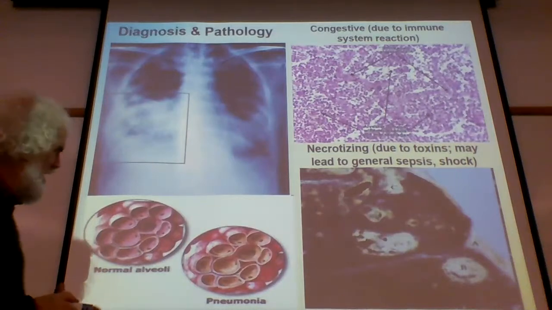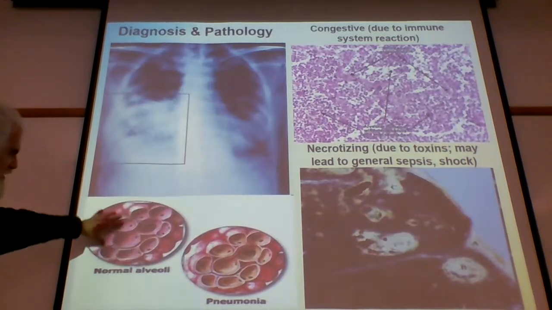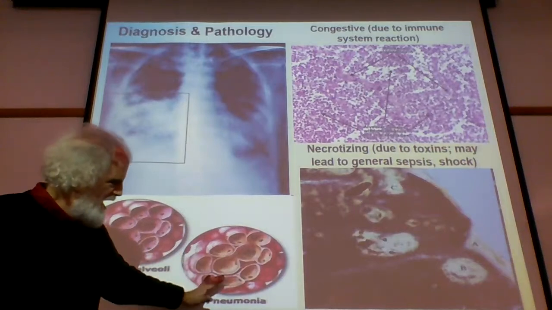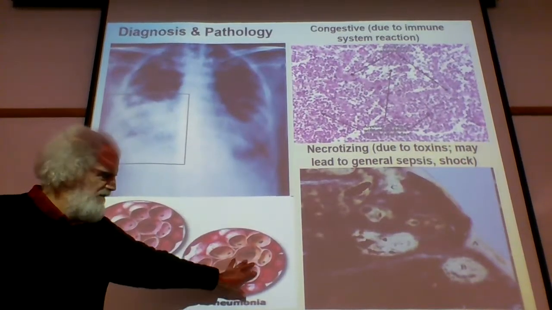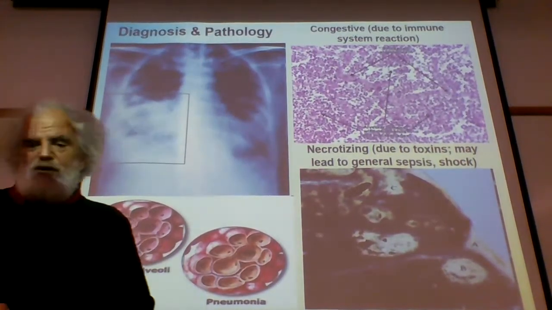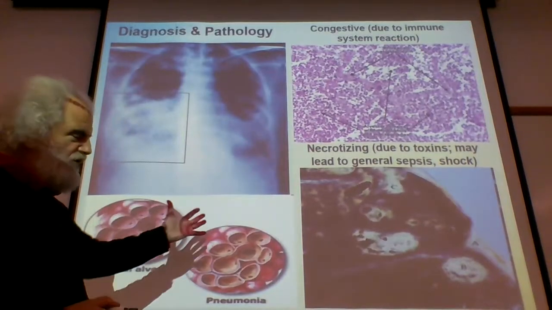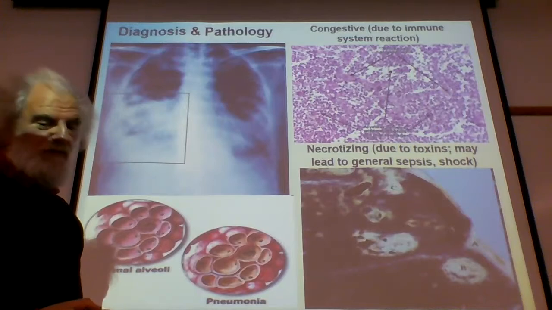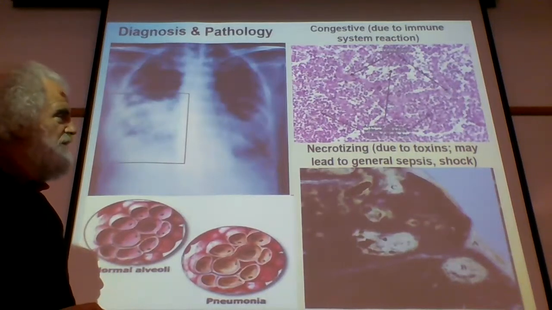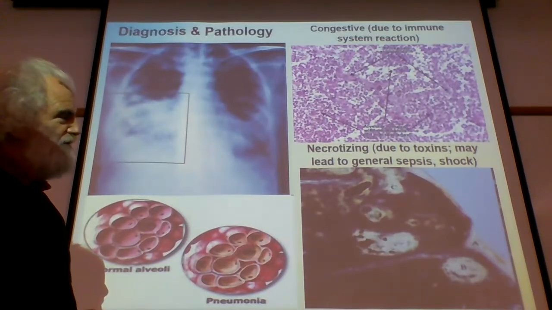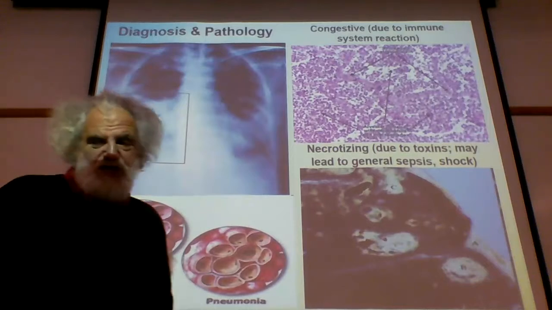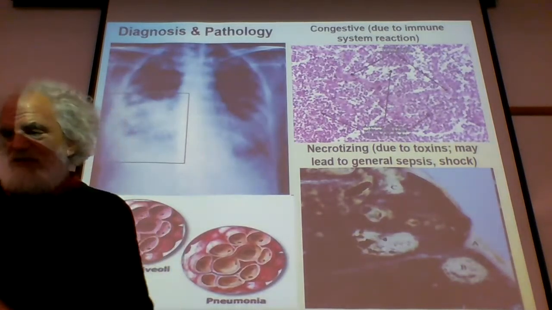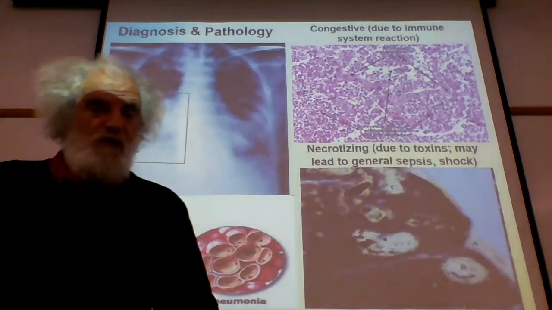And normal alveoli are fairly open. With pneumonia, you begin to have the bacteria inside the alveoli, limiting the ability of these cells to pass oxygen back and forth and CO2 from the blood. Necrotizing effects can lead to general degradation and sepsis and shock. This is all from the toxins.